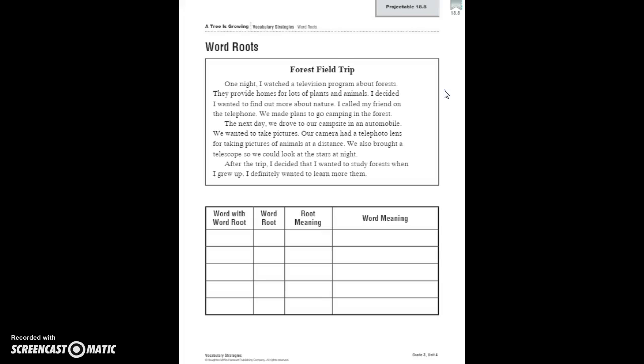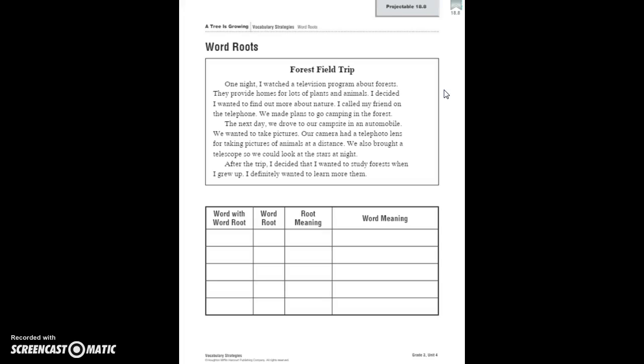We wanted to take pictures. Our camera had a telephoto lens for taking pictures of animals at a distance. We also brought a telescope so we could look at the stars at night. After the trip, I decided that I wanted to study forests when I grew up. I definitely wanted to learn more about them.